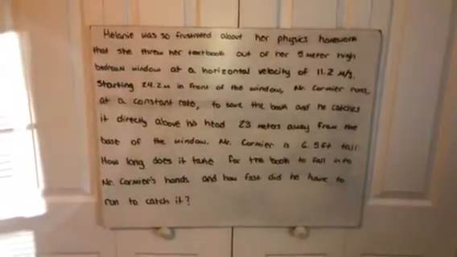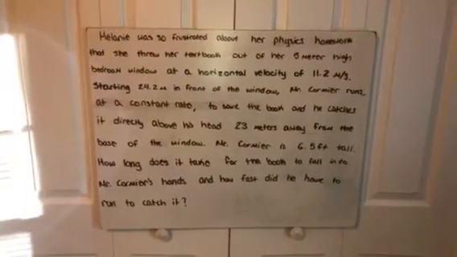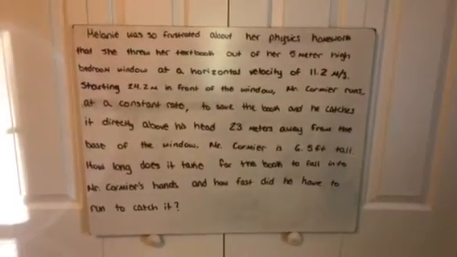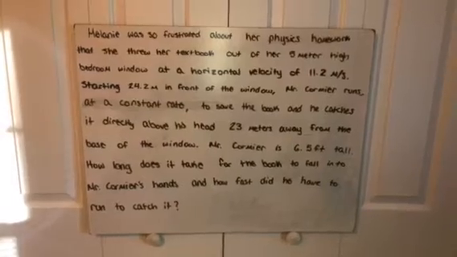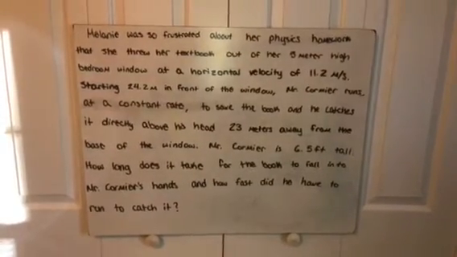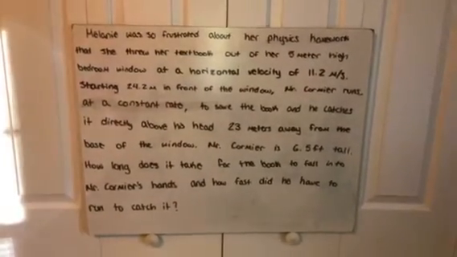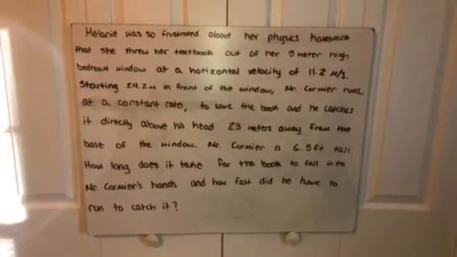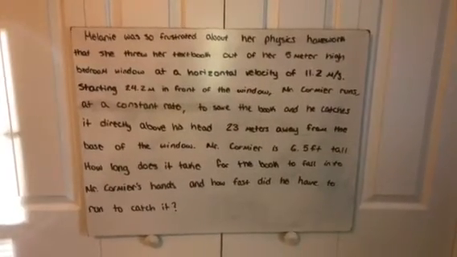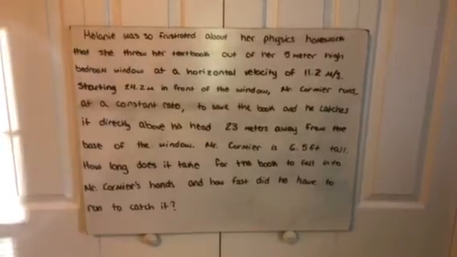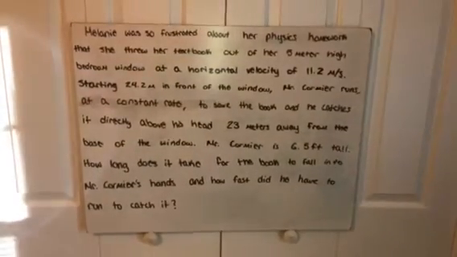First, let's read the problem. Melanie was so frustrated about her physics homework that she threw her textbook out of her 5-meter-high bedroom window at a horizontal velocity of 11.2 meters per second. Starting 24.2 meters in front of the window, Mr. Cormier runs at a constant rate to save the book, and he catches it directly above his head, 23 meters away from the base of the window.